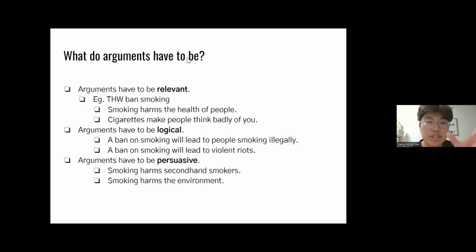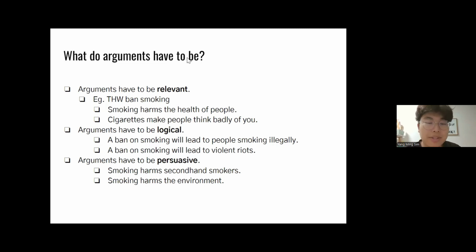So the biggest question after you look at a motion is always: what are we debating about? It is whether or not we should ban smoking. Not just smoking, not just banning, but banning smoking altogether. What this means is that you have to think in a way that the government is doing something, and the debate is about whether or not the government should do something like that.